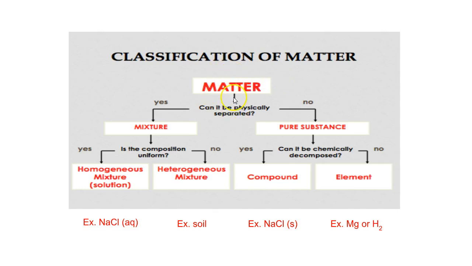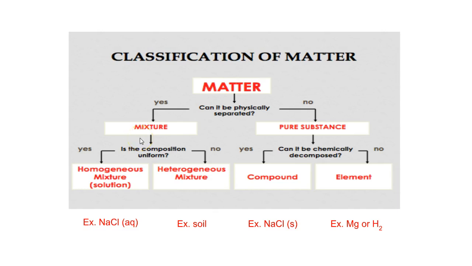Can it be physically separated? Can you physically separate the matter? If yes, then we would say it is a mixture. If we can't physically separate it, then we say it is a pure substance. So let's look at the mixture side first. If we can physically separate it, we know we can classify it as a mixture.